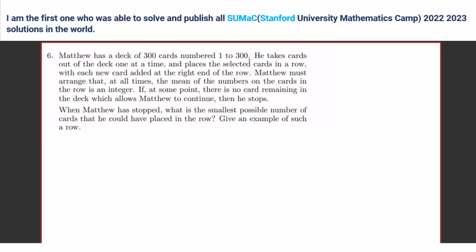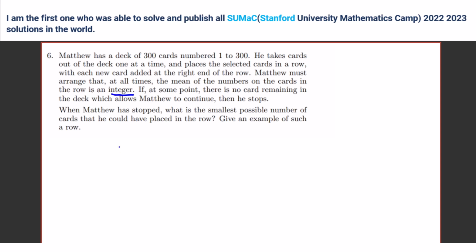30 cards from 1 to 100. It takes cards out of the deck one at a time and places the selected cards in a row. With each new card added at the right end of the row, Matthew must arrange that at all times the mean of the numbers on the cards in the row is an integer. If at some point there is no card remaining in the deck which allows Matthew to continue, he stops. When Matthew stops, what's the smallest possible number of cards?